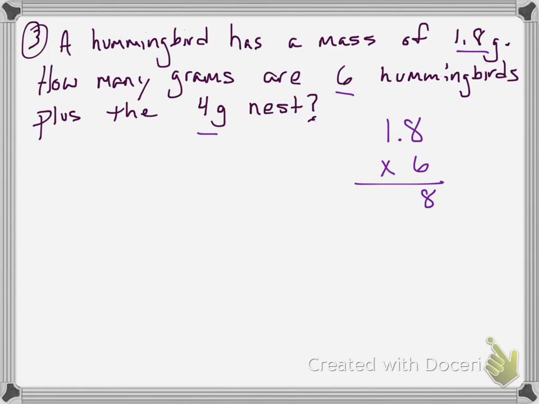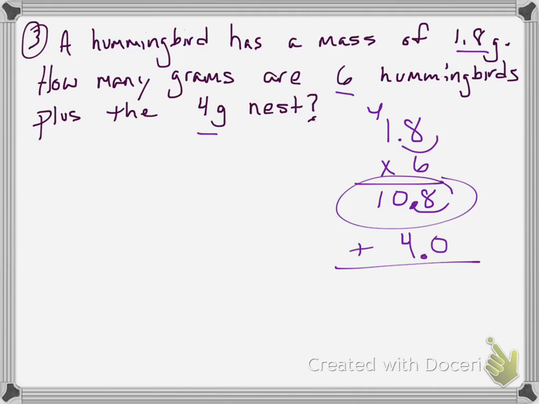6 times 8 is 48. Put down the 8, carry the 4. 6 times 1 is 6 plus 4 is 10. 1 decimal point in the problem, so I need 1 decimal point in my answer. So right there is the mass of the 6 hummingbirds. But then it's saying plus the 4-gram nest. So 4 and 0/10, just so I can line up my decimal points.